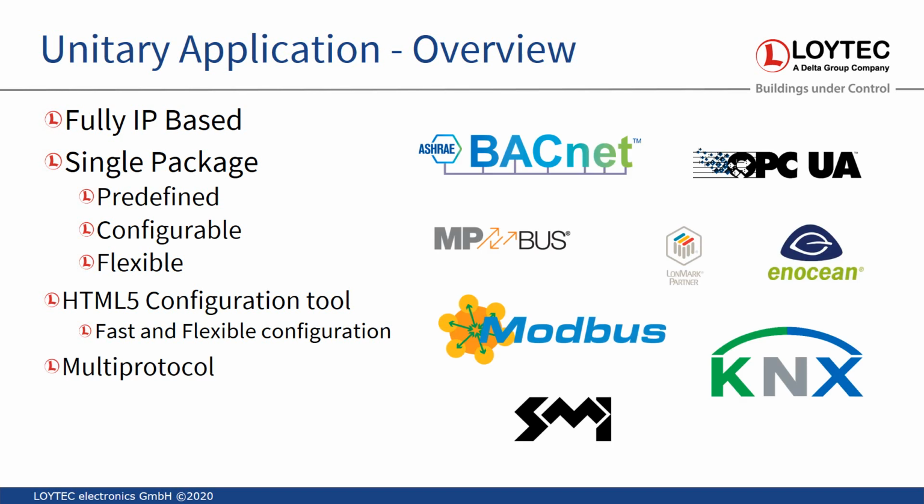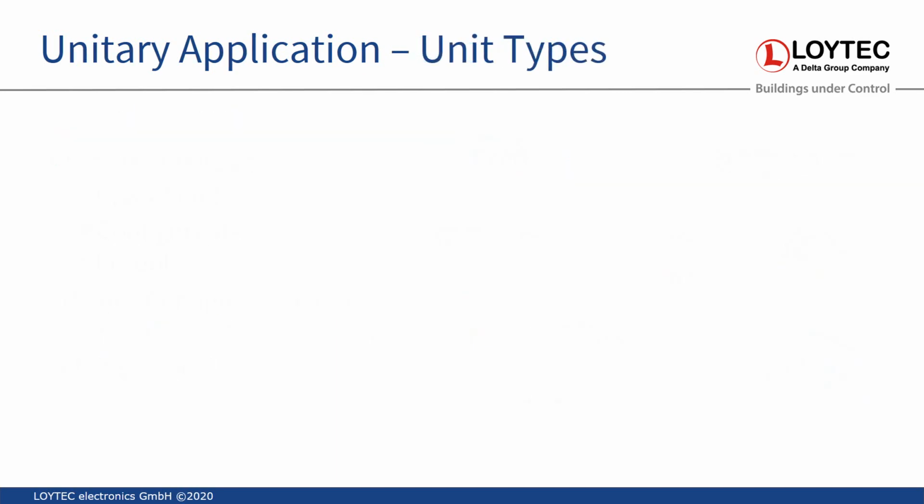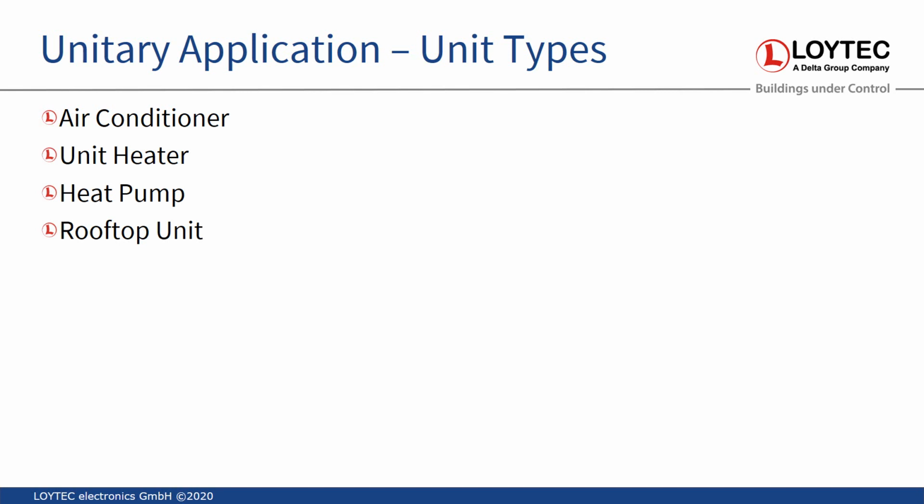Each Unitary controller is simultaneously multi-protocol and can communicate with BACnet, OPC, Modbus, LAN, and other protocols. The Unitary application contains 84 predefined templates categorized into 6 types. This flexibility allows you to configure a device to any one of the 6 types of HVAC single-packaged units: air conditioner unit, unit heater, heat pump unit, rooftop unit, fan coil unit, and air handler unit.